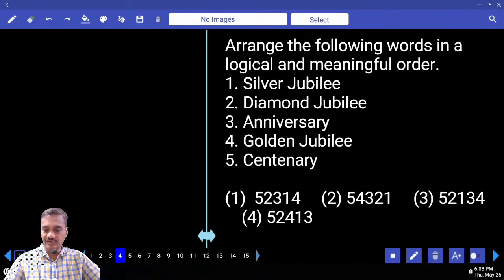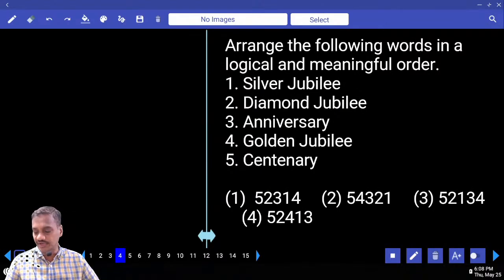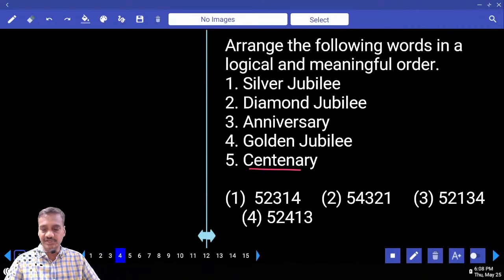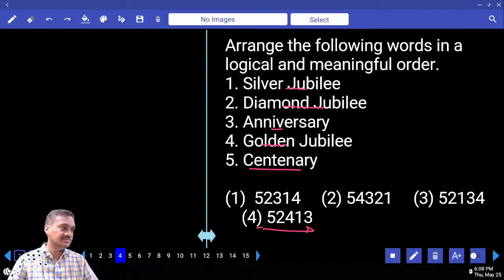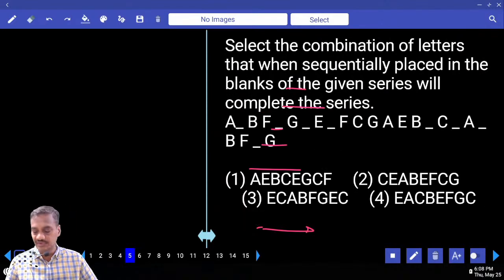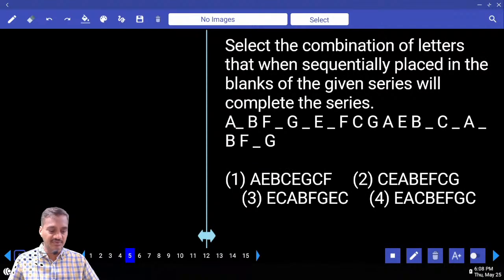Then fourth one. Now we need to find out the meaningful order of this one. Tell me what is the meaningful order. First one, centenary, and next one is diamond jubilee, and next one, golden jubilee, and next, silver jubilee and anniversary. All these were in the descending order of the years. Then fifth one.